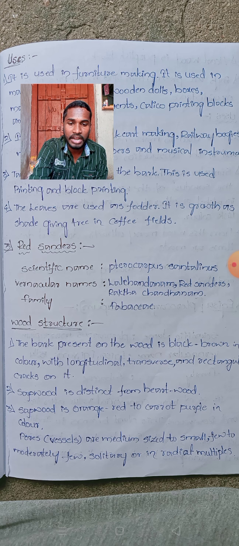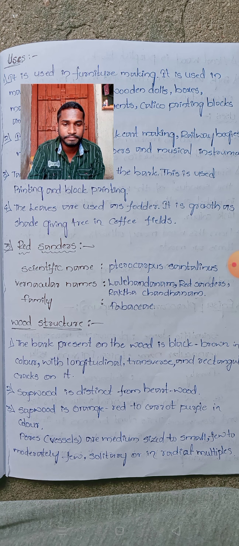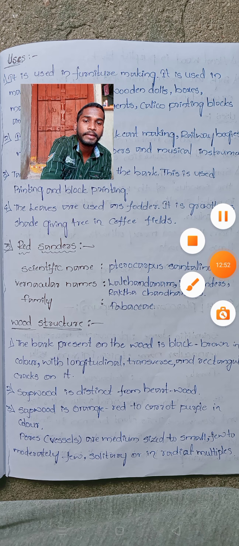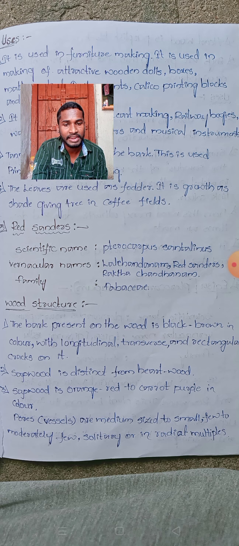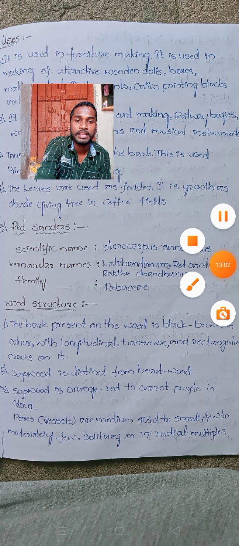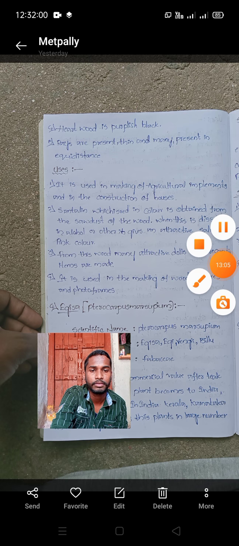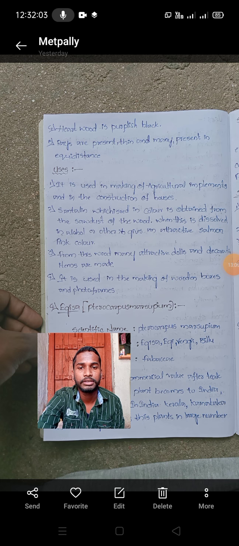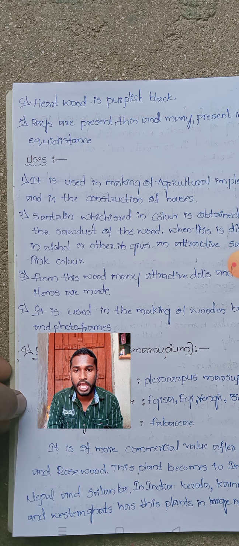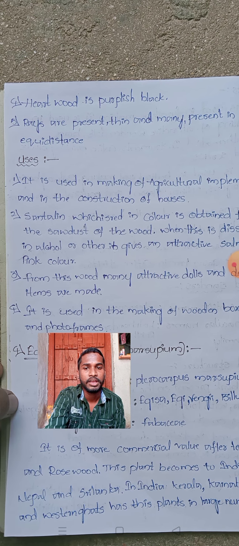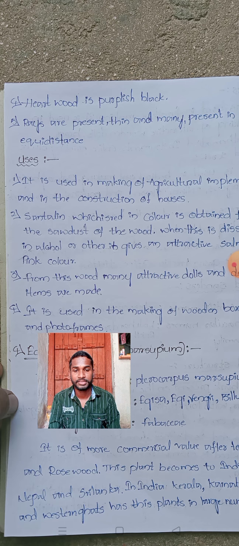The pores are medium sized to small, few to moderately few, solitary, and in radial multiples. The heartwood is purplish black, and rays are present, thin and many.